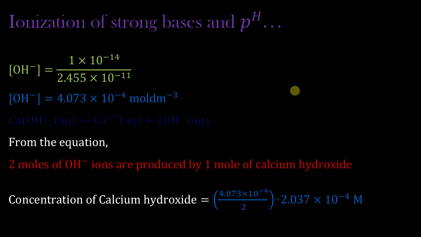So the number of moles of calcium hydroxide will be half that of the hydroxyl ions. And since the molar concentration of hydroxyl ion is already in liter, we only need to conclude that the molar concentration of calcium hydroxide is 2.037 exponent negative 4 moles per decimeter cubed. That is approach 1.